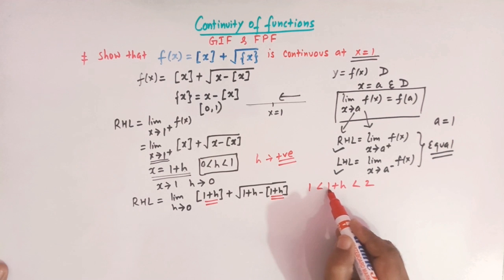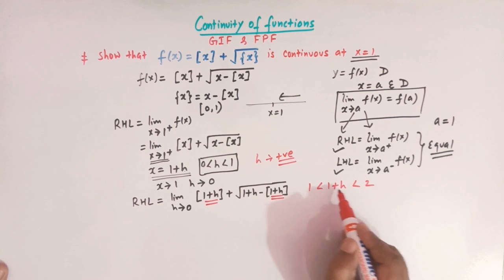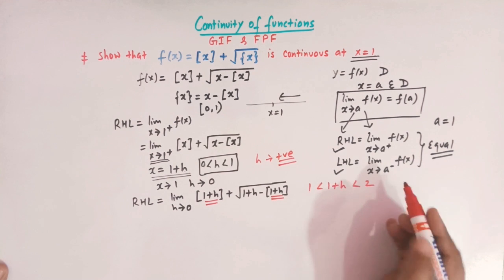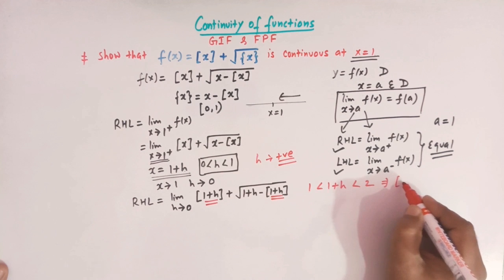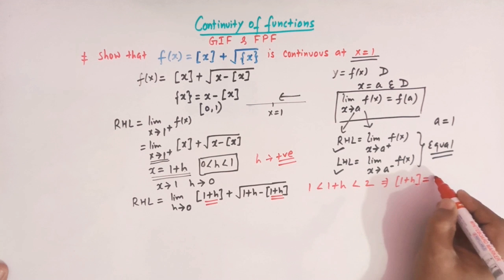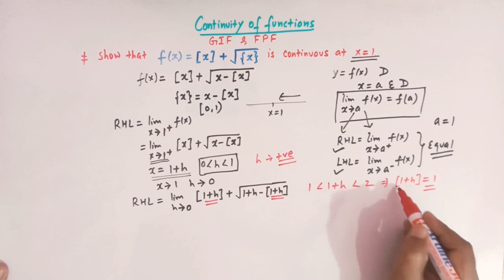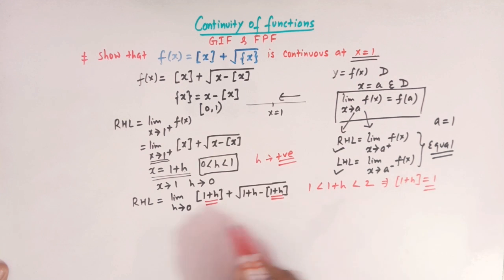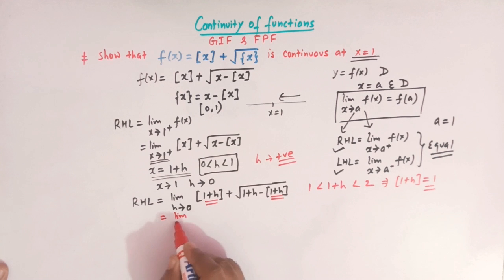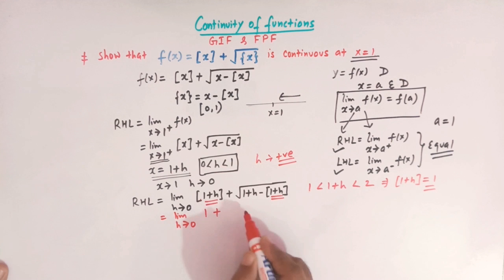So we have 1 plus h lying between 1 and 2. So when 1 plus h lies between 1 and 2, this implies that the value of greatest integer of 1 plus h is equal to 1, right? Okay, so now here for greatest integer of 1 plus h we can take 1. So we have now limit h tends to 0, here we can now write 1 plus, and here we have square root of 1 plus h minus 1, right?